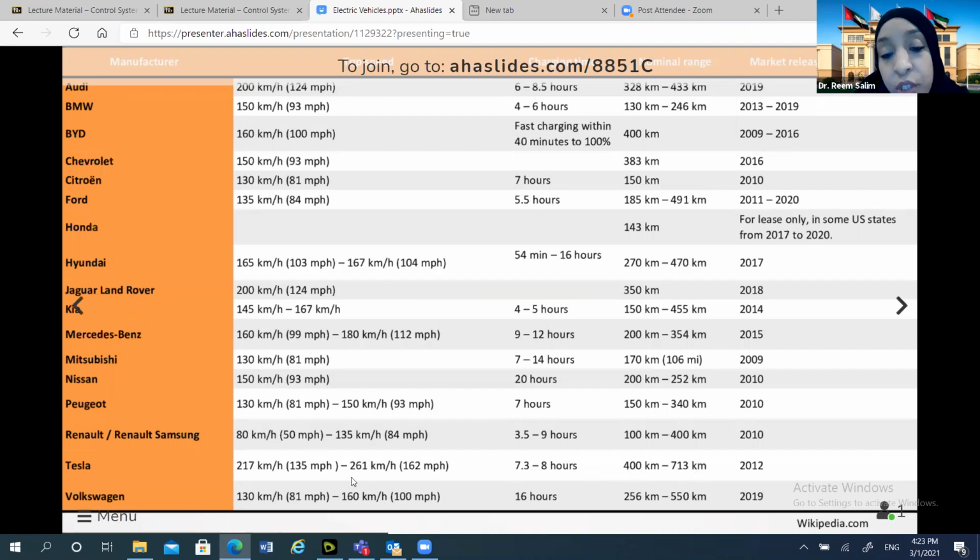So if you fully charge your battery, you can get up to 400 kilometers or up to 700 kilometers, depending on the model, which is also a very good high range. Tesla started to produce its cars in 2012, and they still do until today. So you can see here the different manufacturers that produce electric cars powered by batteries, and you can take a look at these.